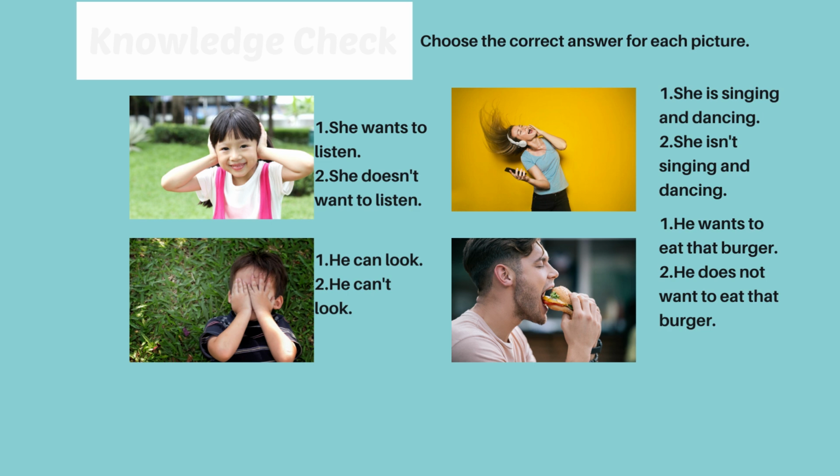Let's do another knowledge check. Choose the correct answers for each picture. She wants to listen. She doesn't want to listen. She is singing and dancing. She isn't singing and dancing. He can look. He can't look. He wants to eat that burger. He does not want to eat that burger.